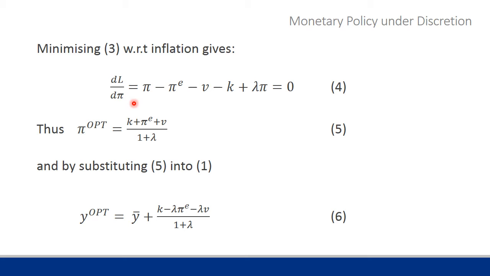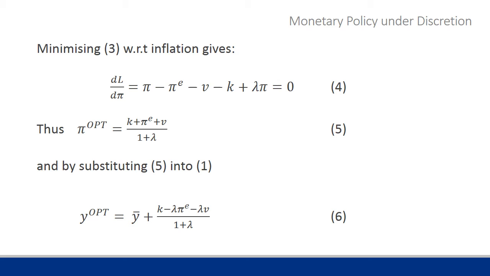is equal to inflation minus expected inflation minus v minus k, essentially the square around this term, and the half has cancelled out from the differentiation, and plus π times λ. Before this was half λπ squared, differentiating with respect to π gives us just πλ, and we set that equal to 0. So that's the first order condition where losses are minimized.